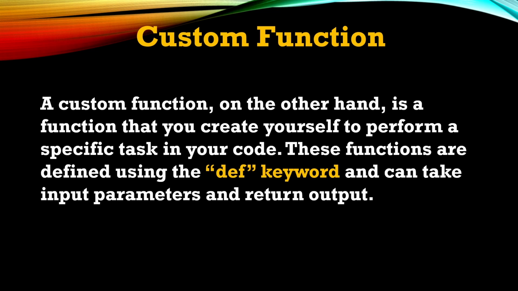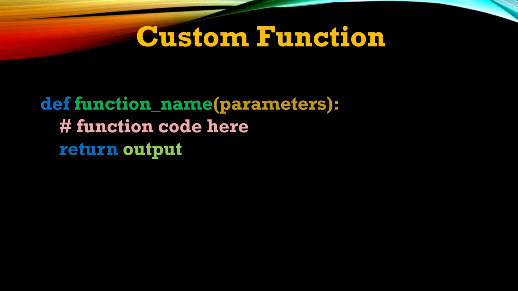We have already used these built-in functions in our previous exercises. And the custom function, as the name suggests, is the user-defined function that you create yourself to perform a specific task in your code. These functions are defined using the def keyword and can take input parameters and return output. Here is the custom function syntax. First, we write the keyword def, then the function name. After that, we provide the parameters. Then comes the core code of the function, and after that we return the output.